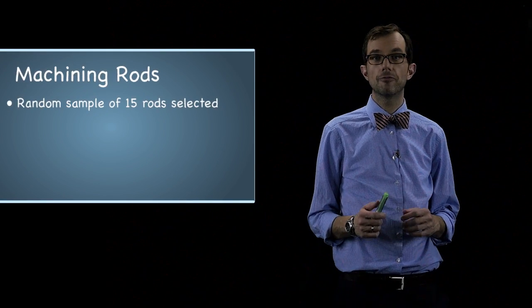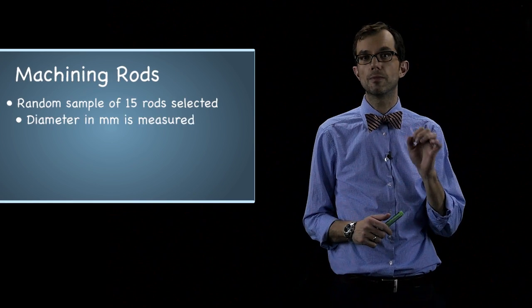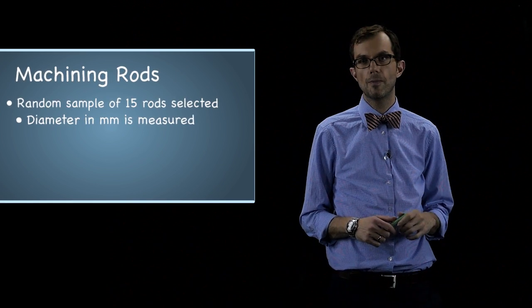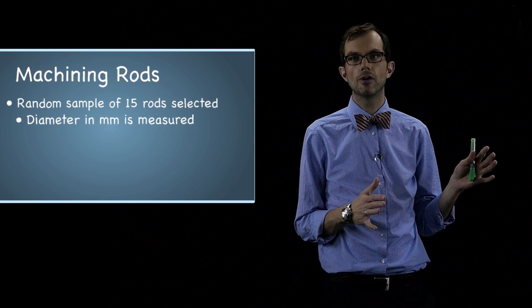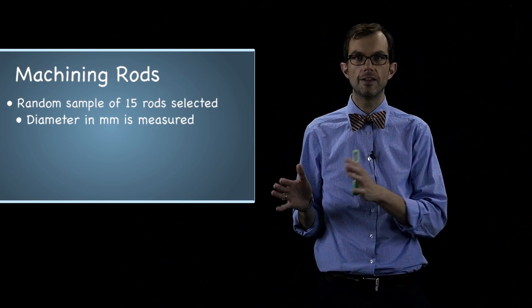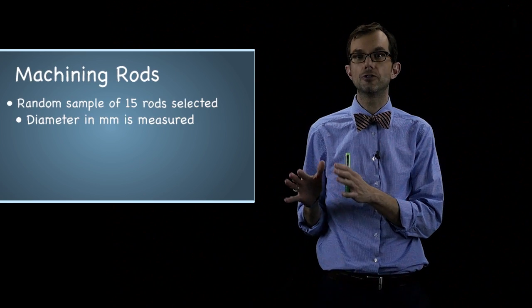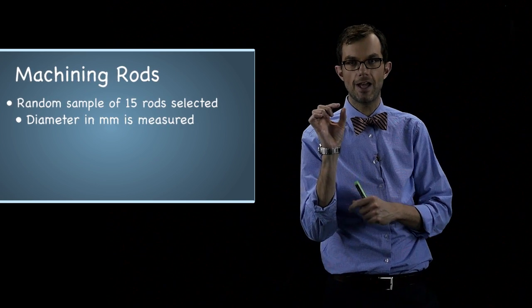Let's take a look at one more example. A machine produces metal rods used in an automobile suspension system. A random sample of 15 rods is selected, and for each of those in the sample, the diameter in millimeters is measured. Some amount of variability is acceptable. Variability that's too great results in unstable rods. Variability that's too small is probably taking too long to machine to exact specifications.